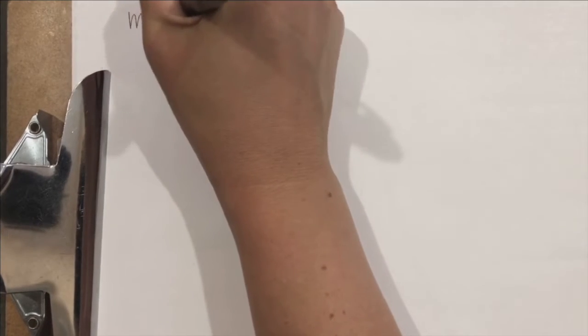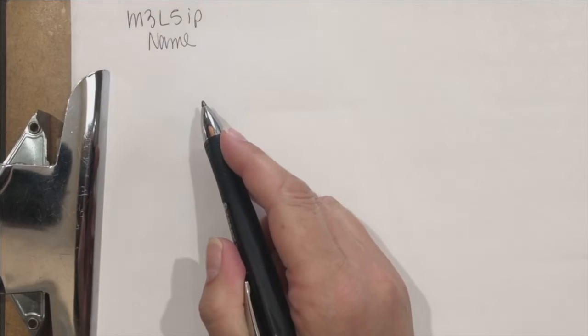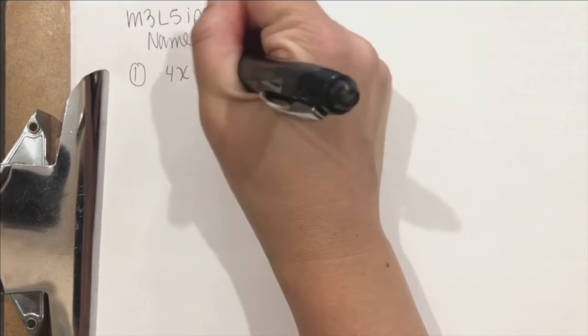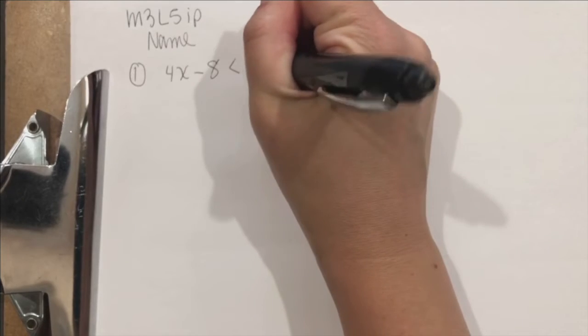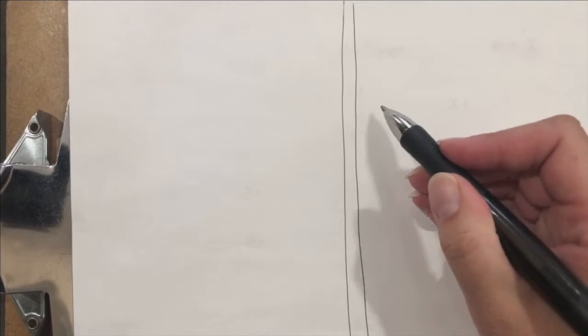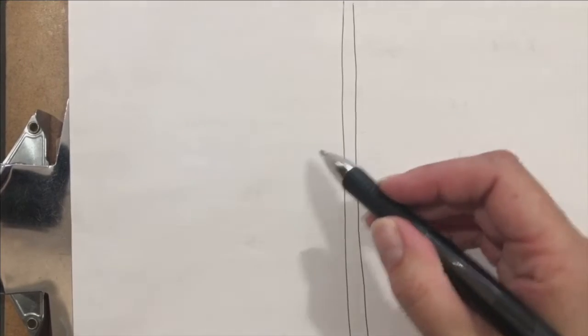Module 3, Lesson 5, Independent Practice. Put your name. And we're going to continue working with inequalities on this assignment. Number 1, 4x minus 8 is less than 12. We can always bring back our equation mat here and just know that it's not equals, it's less than. And if we divide by any negatives, we're going to flip the sign. But let's go ahead and build this.